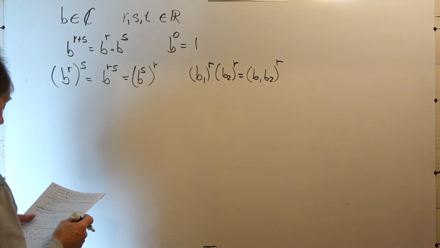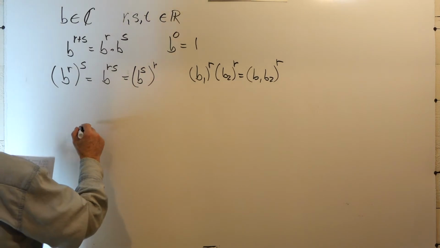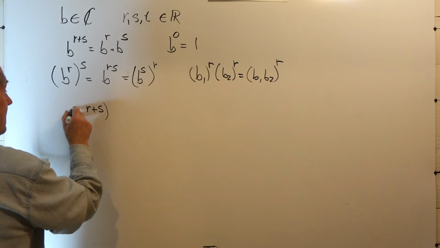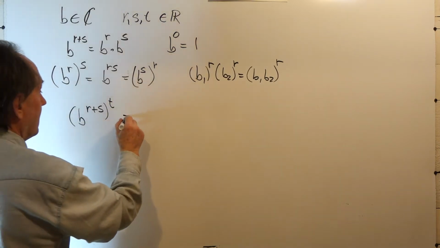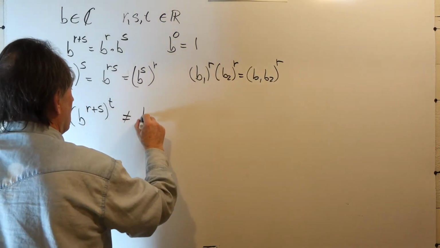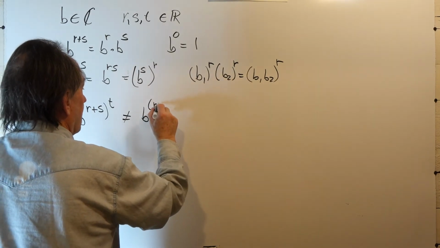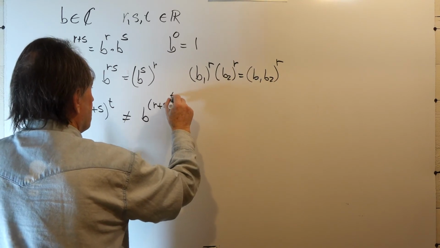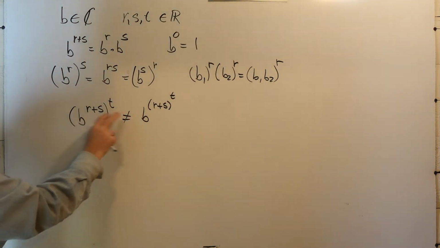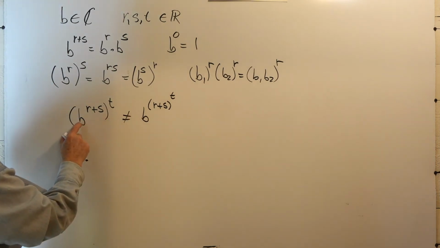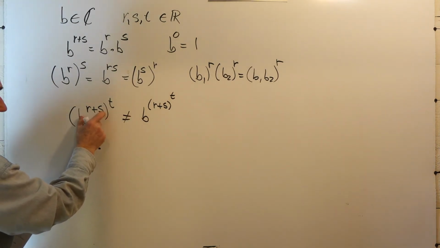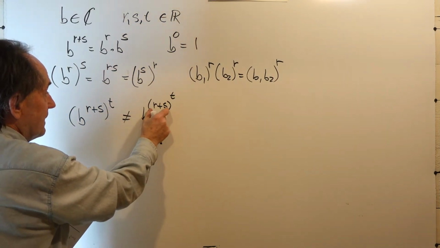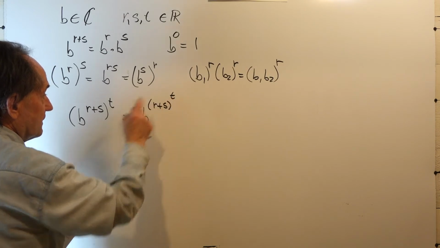Now, we can show some examples. If we take b to the r plus s and raise that to the t power, we can show that this is not equal to b to the r plus s raised to the t power. This is not the same. Taking b raised to the r plus s power, that whole thing raised to the t power, is not the same thing as taking b to the r plus s to the t power.